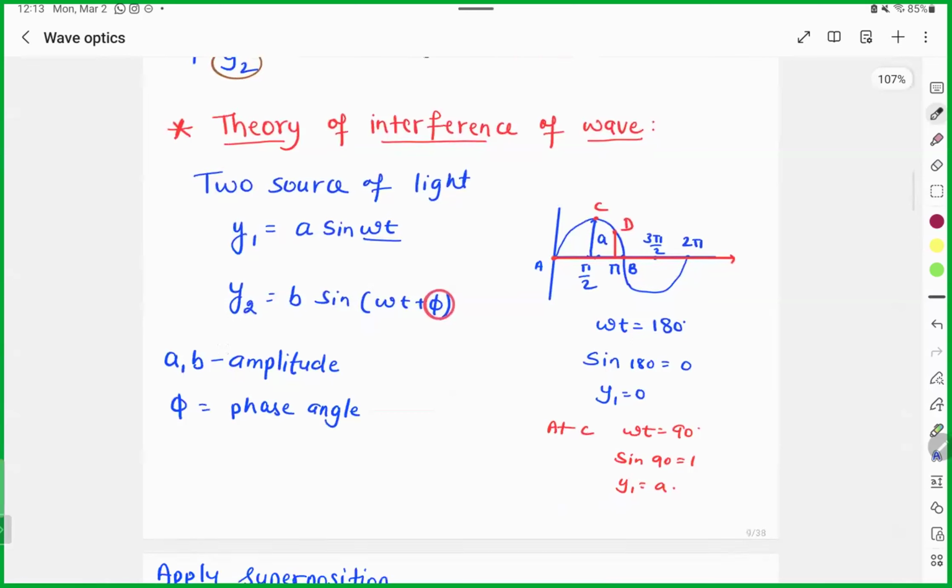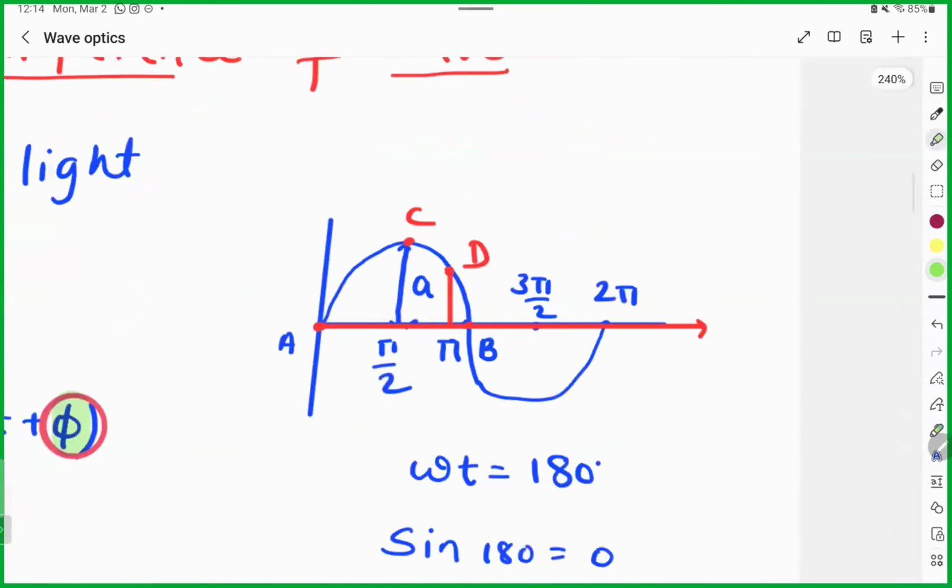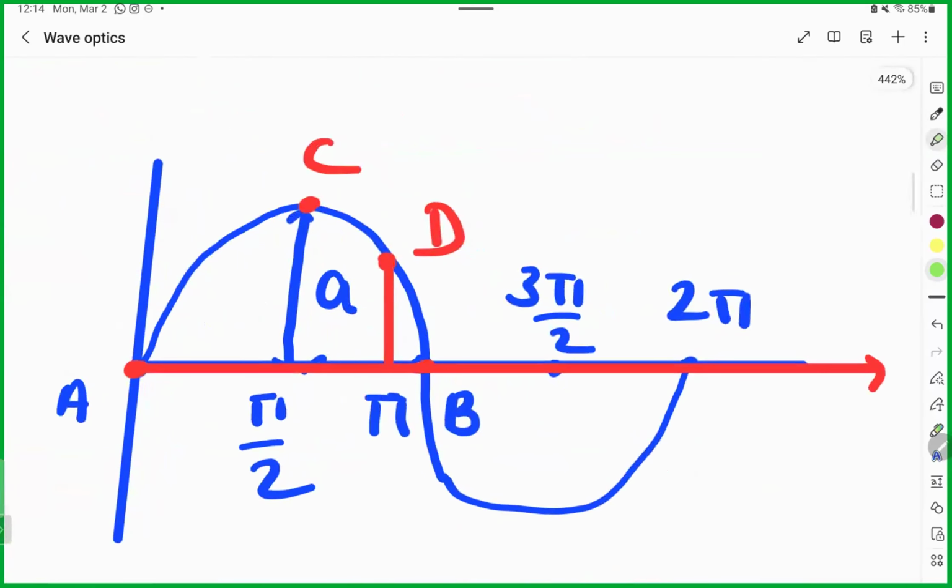Move to the next part. Theory. The theory is popular, and we did the theory in waves also. You have two sources. One source has some amplitude A, and another source has a different amplitude B with some angle difference, known as phase angle. Both have different amplitude. Correct? And from waves, you know this rule.